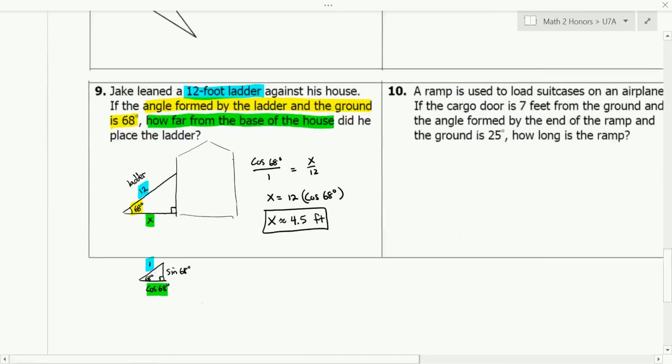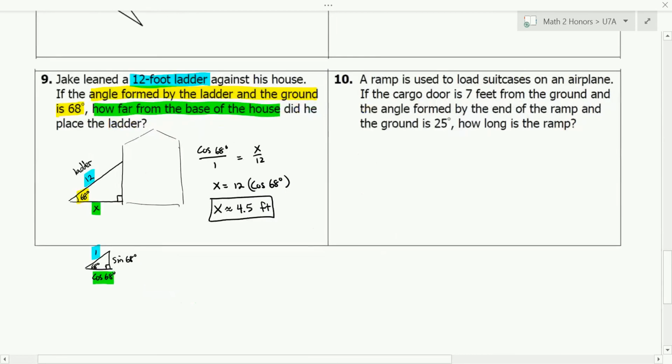Okay. So try number 10. Let's end with 10. See if you can get that one.